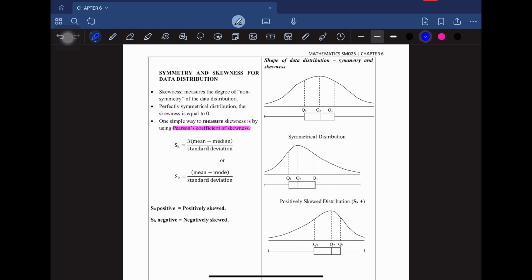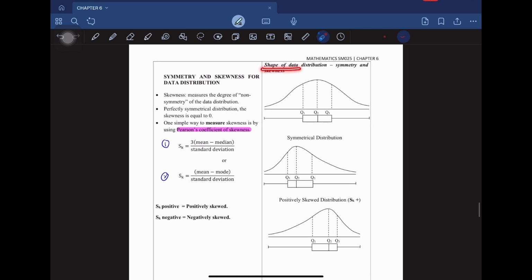Okay, so we have two formula that you can use. So this is the first one. We have the mean, median, and standard deviation. And then for the second formula, we're going to need the mean, mode, and standard deviation. Okay, so how do you know which one to use? It depends on the question. Okay, so for example, the question asks you to find the mean and the median. So you just need to use the first one. Okay, and if let's say they ask us to find the mean and mode, then you use the second formula.